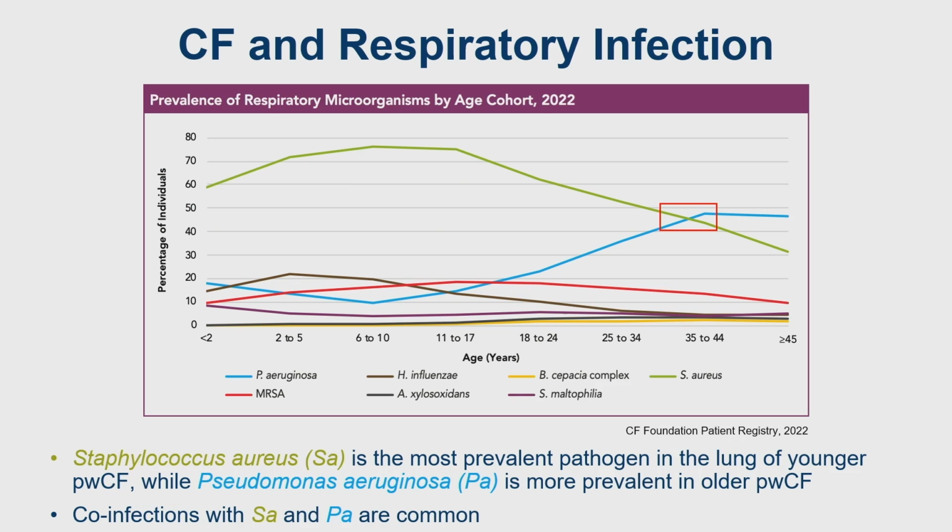As I'm sure you're all familiar with, CF and respiratory infection really go hand in hand. As you can see in this graph, Staphylococcus aureus in green is the most prevalent pathogen in the lungs of people with CF in the younger population. However, older patients with CF often have more Pseudomonas aeruginosa, and you can see that switch here. We don't know why this switch occurs, why older people with CF have more Pseudomonas rather than Staph, but we do know that co-infections occur throughout life with both Staph and Pseudomonas.